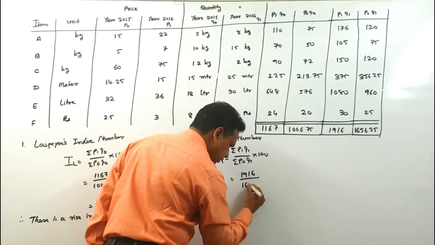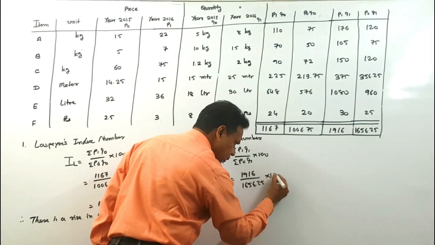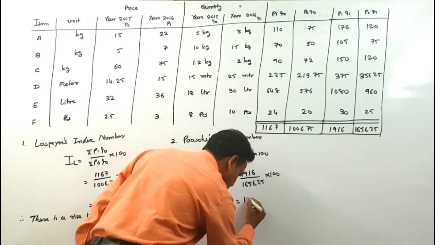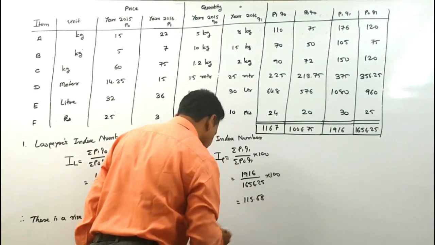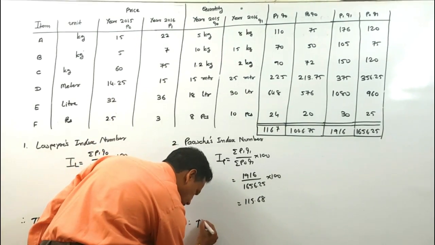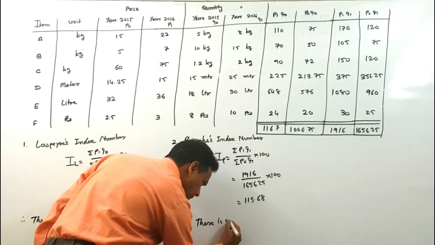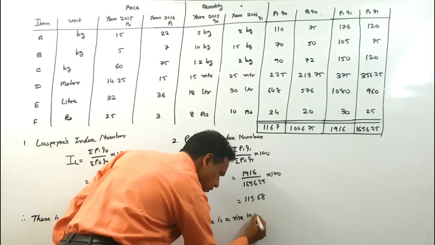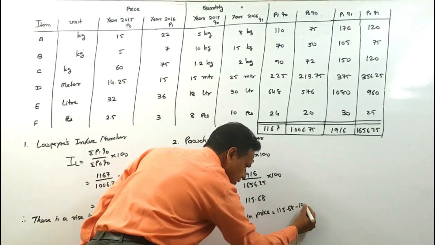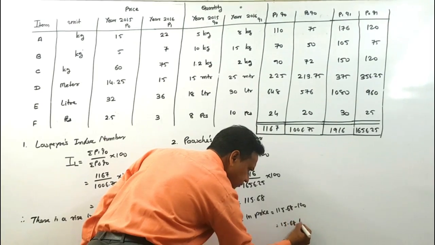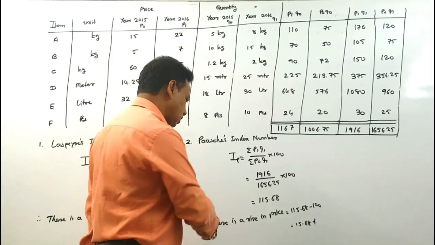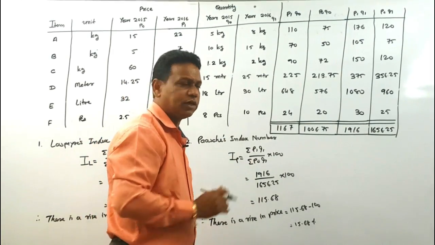Okay, so now for the Paasche index number, we have to replace the values: 1916 divided by 1656.25 into 100. By using our calculators, we get the answer 115.68. So again, the excess part above 100 shows the rise in price. So right now there is a rise in price: 115.68 minus 100, that is 15.68. Remember, index number shows percentage relative changes, so each and everything is shown only in percentage.